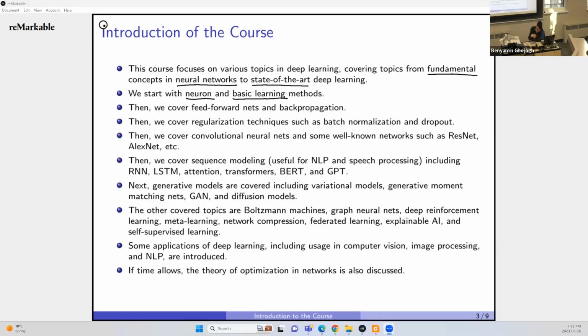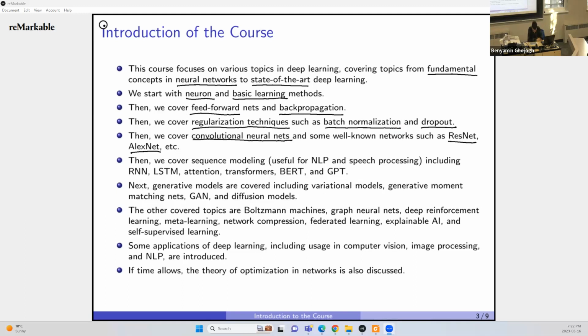neuron, including perceptron. Then we cover feed-forward neural networks and backpropagation, and then we cover regularization techniques such as batch normalization and dropout, weight decay, and these things. Then we cover convolutional neural networks, CNN, and some well-known networks such as ResNet, AlexNet, DenseNet, these things.